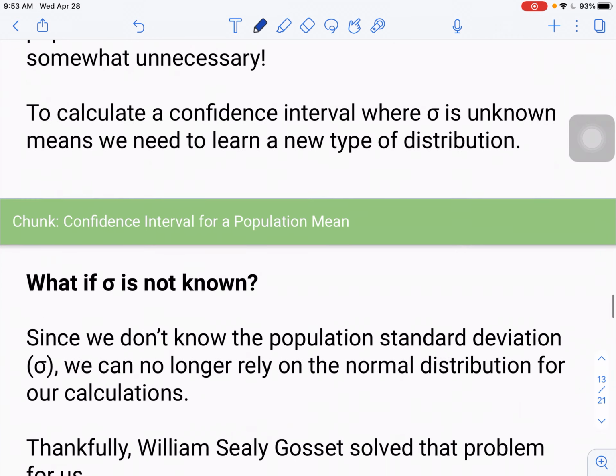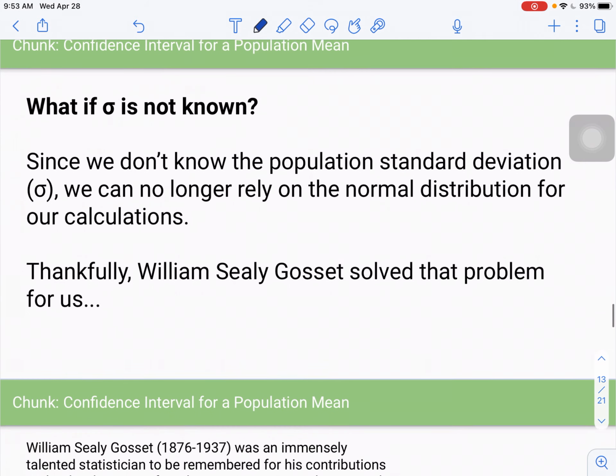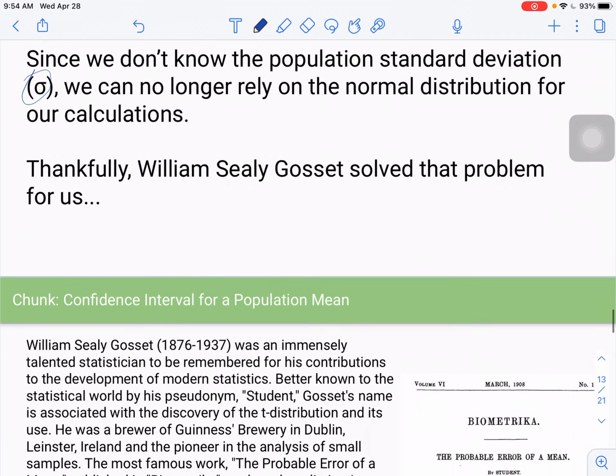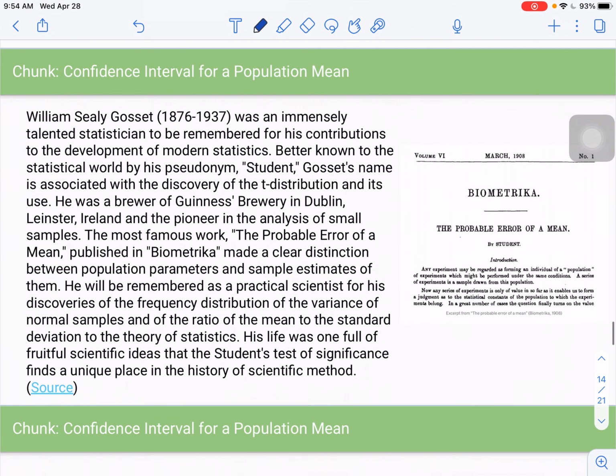So to calculate a confidence interval where sigma is unknown means we need to learn a new type of distribution. Since we don't know the population standard deviation sigma, we can no longer rely on the normal distribution for our calculations. So we can't use z-scores here because, again, we don't know sigma. Thankfully, William Sealy Gosset solved that problem for us. So here is a little mini history lesson. His name was William Sealy Gosset.